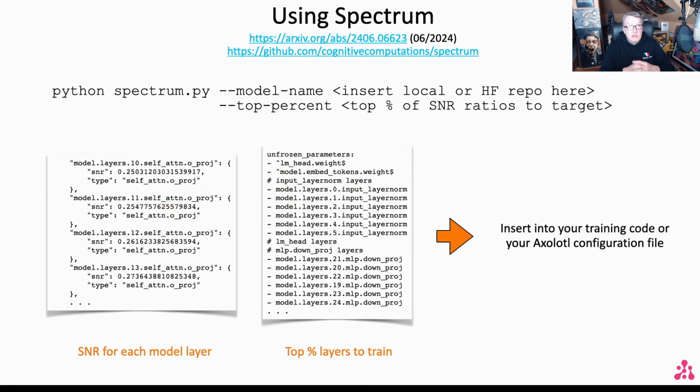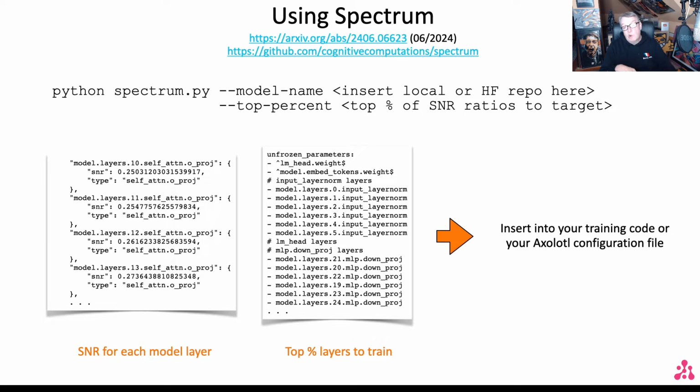So using Spectrum is very simple. You can go and read the research paper. Please look at the code. Like I said, it is pretty short actually, and using it is super nice. Just run spectrum.py with the name of the model, which can be a model on Hugging Face or a model you've already downloaded, and the percentage of layers you want to keep.